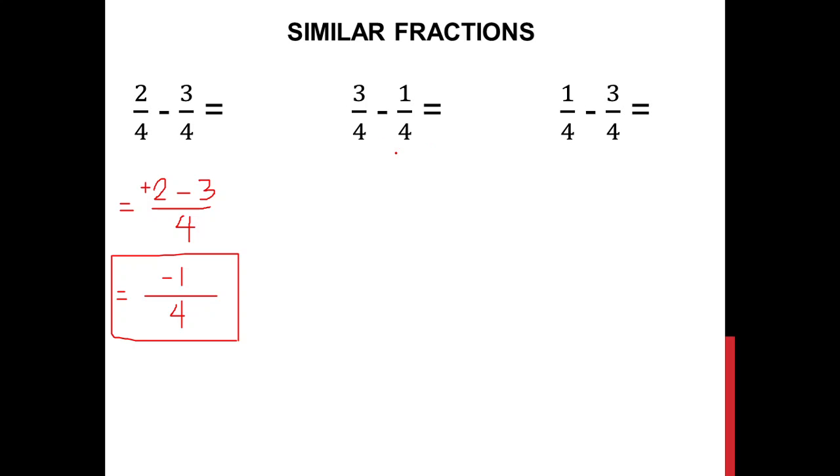Next here, similar fractions, the same denominator. So let's just copy the denominator here, 4, and then subtract the numerator. Sorry, that's 3 minus 1. So 3 minus 1, that's 2 over 4. Simplifying this one by dividing both sides by its common factor, which is 2. So you have 2 divided by 2, that's 1. 4 divided by 2 is 2.